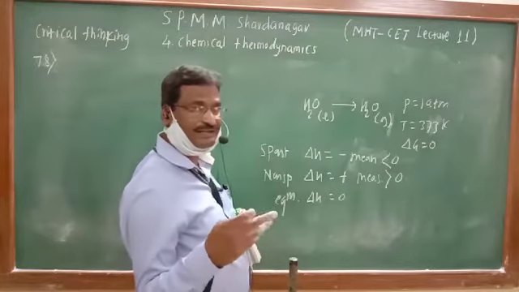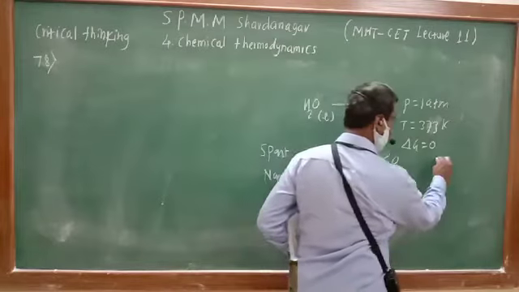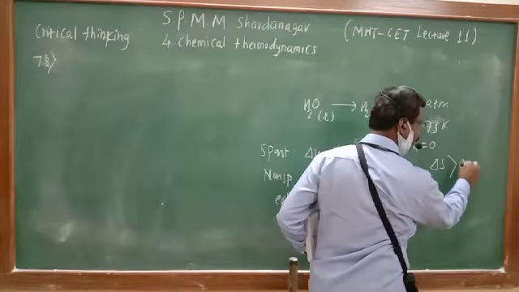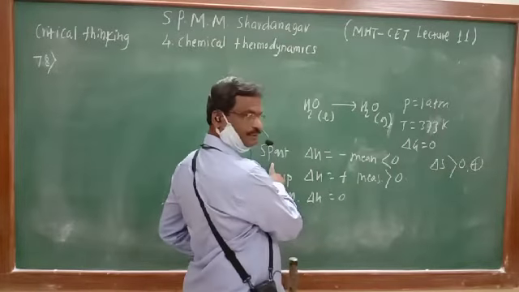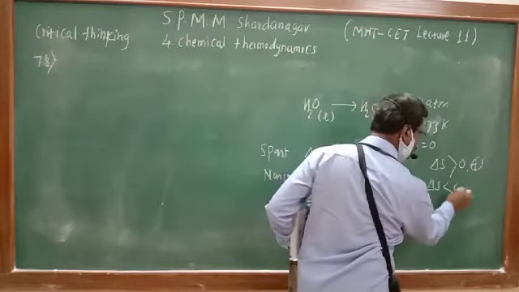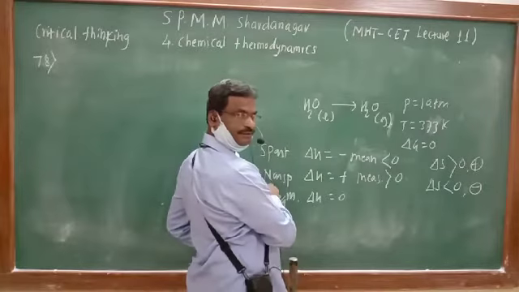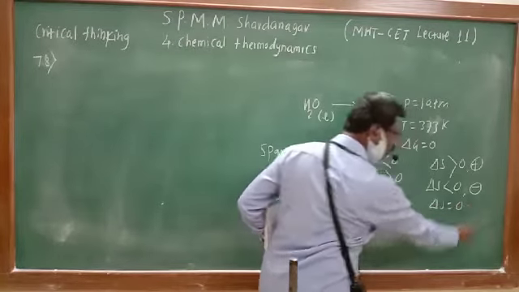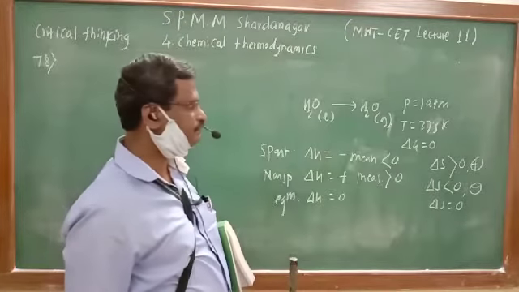Similarly, we have seen the conditions for delta S. Delta S greater than 0, means positive, this is a spontaneous process. If delta S is less than 0, means negative, this is a non-spontaneous process. And whenever delta S is equal to 0, that is the process at equilibrium.